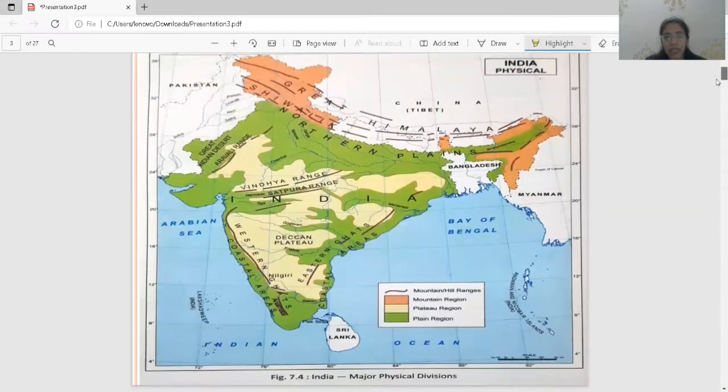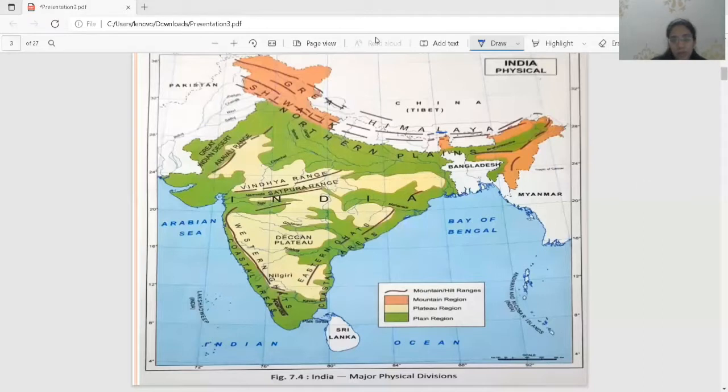Now, as you can see this map, kindly see it very carefully. Here you can see the Greater Himalayas. You can see my cursor. Here is your Greater Himalayas. This green part is your plain area, the northern plain, below the Himalayan mountains. Here in the western part, where Rajasthan is, is the Great Indian Desert. This brown colored part is your plateaus.